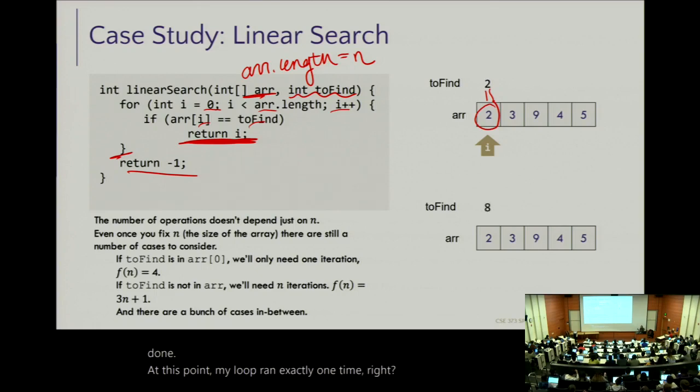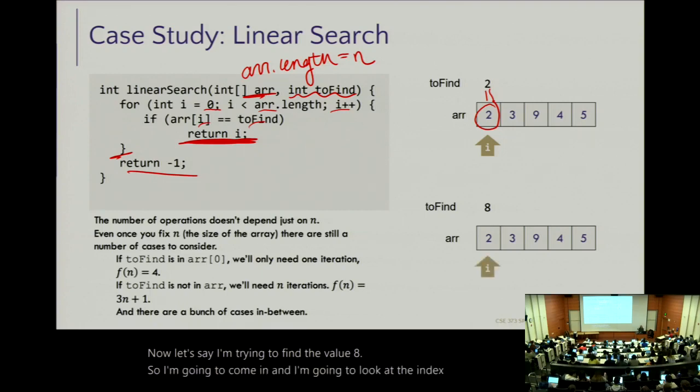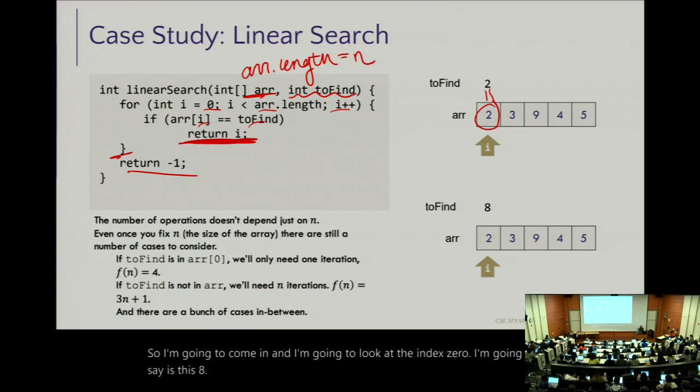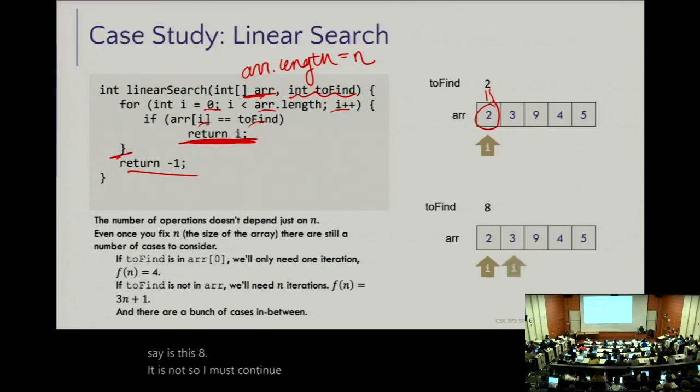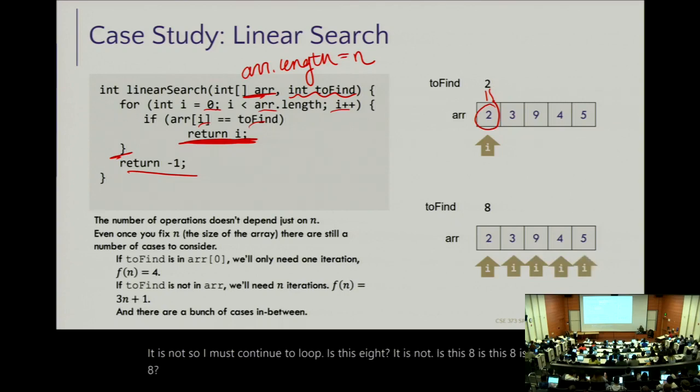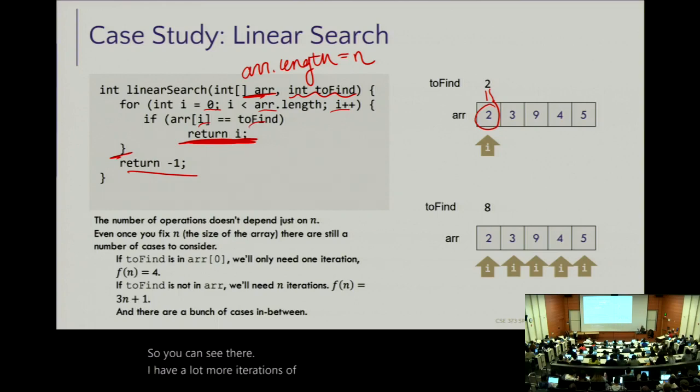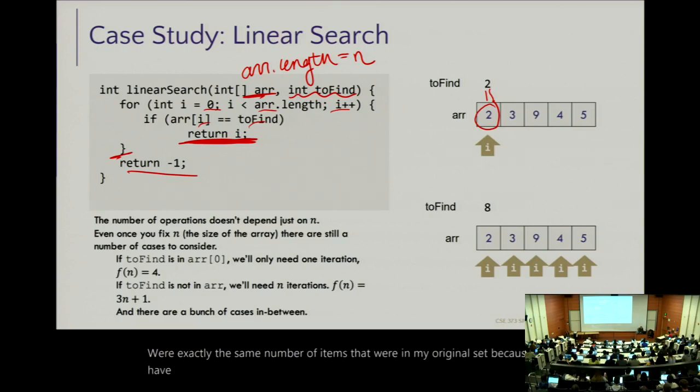Now let's say I'm trying to find the value 8. So I'm going to come in and look at the index 0. I'm going to say, hey, is this 8? It is not. So I must continue to loop. Is this 8? It is not. Is this 8? Is this 8? Is this 8? So you can see there, I have a lot more iterations of my loop. In fact, the number of iterations of my loop were exactly the same as the number of items in my original set, because I have to look at everything, right?